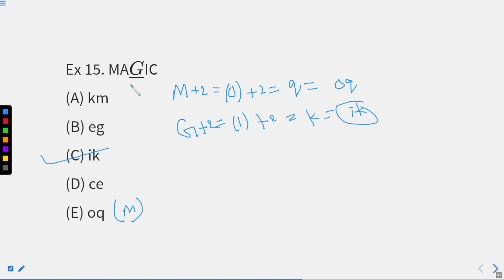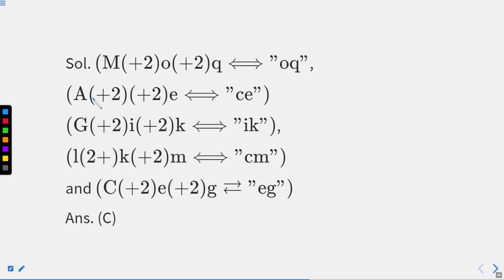In this manner, you are supposed to calculate the code for a word like this. I'll take another example of the same kind so that you have a good idea of how to tackle these questions. It is not always about adding 2 and adding 2 again. It may take subtractions as well. But for the sake of ease, we'll review the answer. If we add M plus 2, O plus 2, we are getting OQ, and for G plus 2, I plus 2, we are getting IK. So we are getting close to our answer.